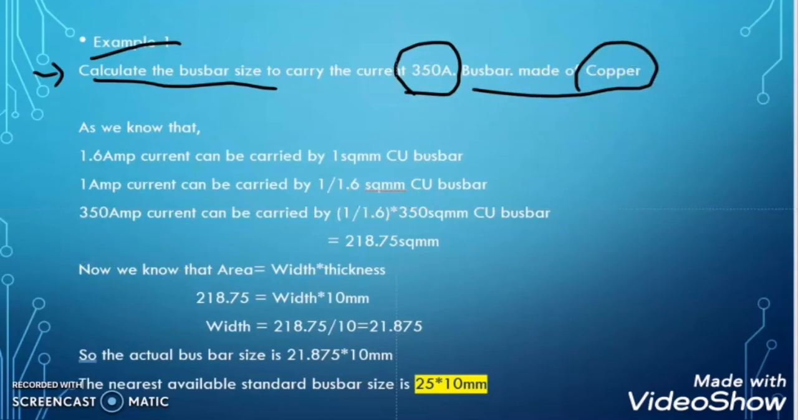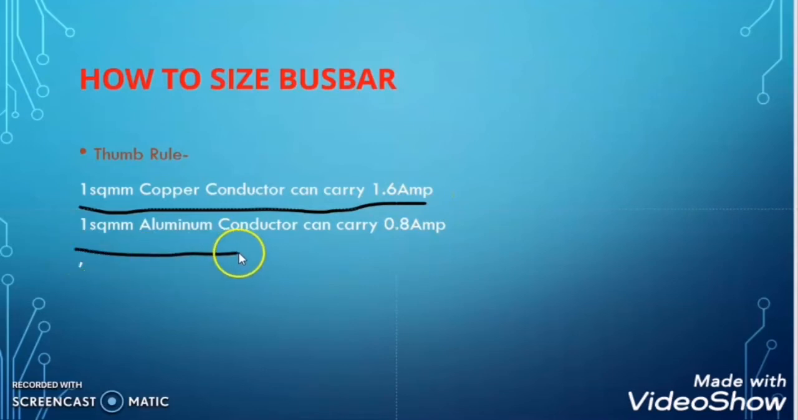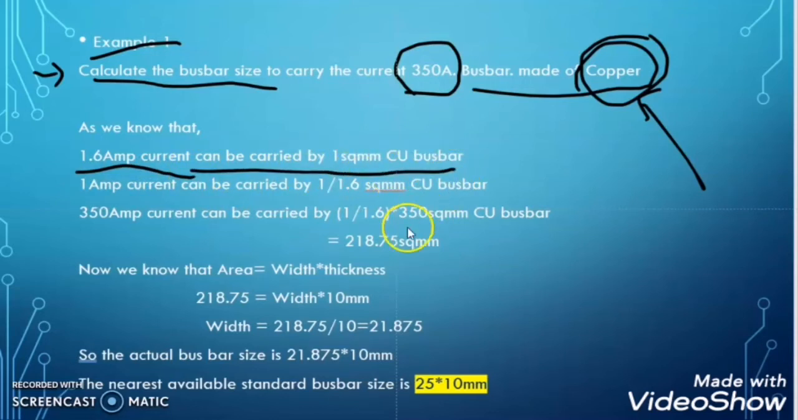As I discussed earlier in our thumb rule, 1 square mm copper conductor can carry 1.6 ampere of current and 1 square mm aluminium conductor can carry 0.8 ampere of current. So the same thing I wrote here. As in our example the bus bar is made up of copper, my focus will be on the copper conductor rating only. So 1.6 ampere current can be carried by 1 square mm of copper conductor.